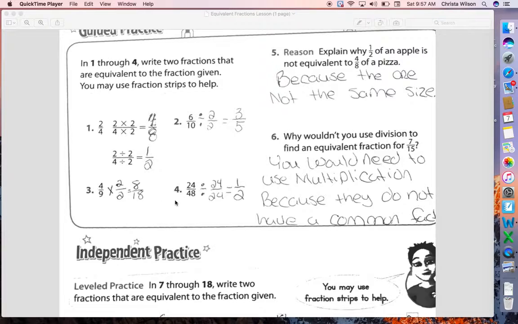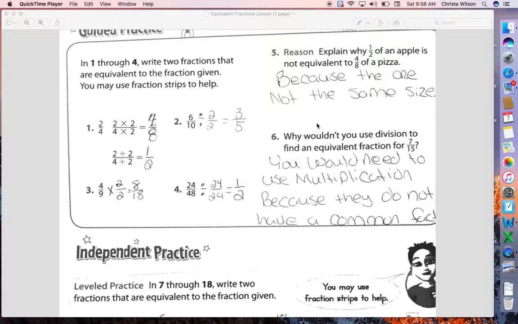Okay? And number 4. This one has the common factor of 24. They both have 24 in common. So you're going to divide the numerator by 24 and the denominator by 24, and that creates the simplest fraction of 1/2. So that's in its simplest form. You could have divided by 2 if you wanted to. That would have been fine as well. They both are divisible by 2, and that would have created an equivalent fraction. I just created the simplest one.